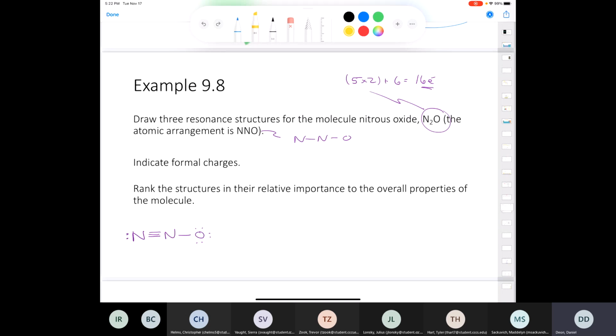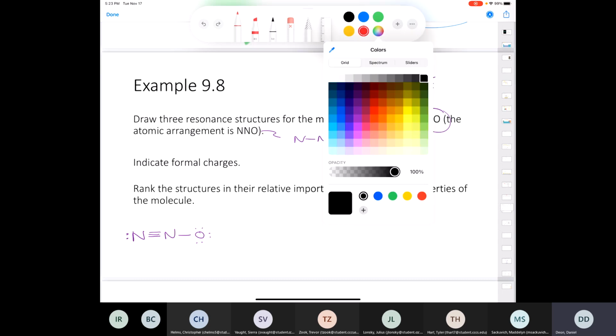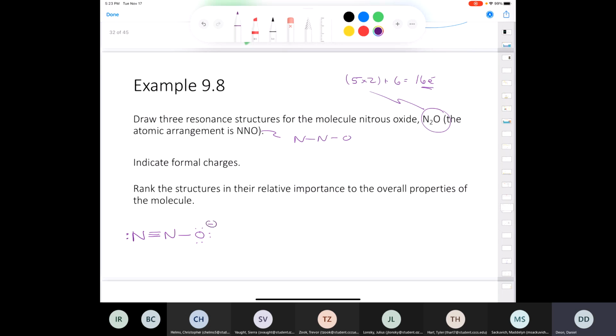Yeah, Trevor says oxygen has a formal charge. Let's calculate it. Let's just do it in our mind. Oxygen has 6 valence electrons minus 1 stick and 6 dots. So that means the oxygen is going to have a formal charge of -1. Any other formal charges? Remember, it's N2O and there's no charge, right?